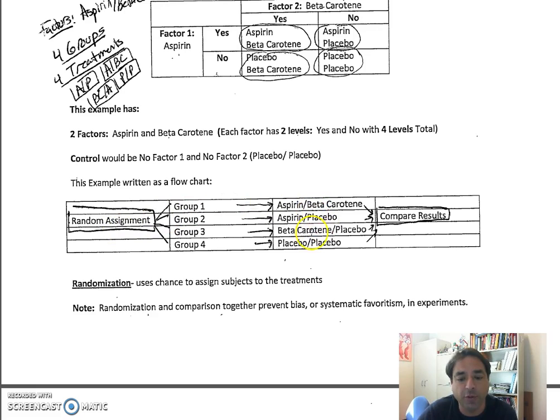We've decided we need 4 groups because we have 4 treatments. And then at the end, we're going to compare results. Which one will be the best? I don't know. That's why we do the experiment. We don't want to go in with any sort of bias favoring a certain outcome. We just have to run the test and see. So we always start with random assignment, and we end with comparing results.